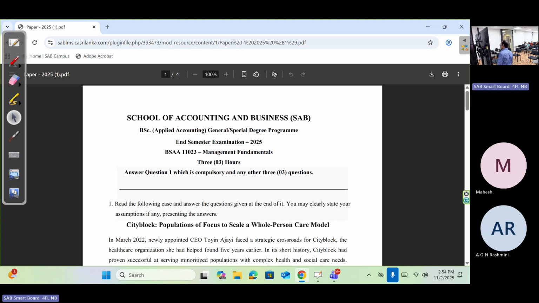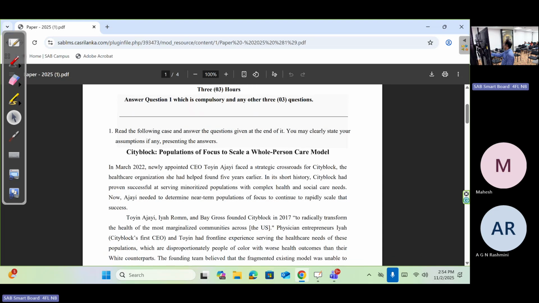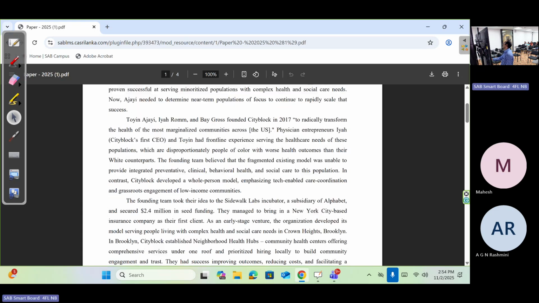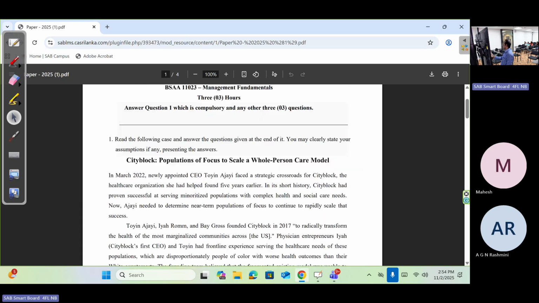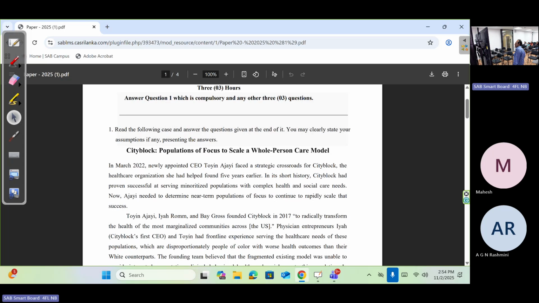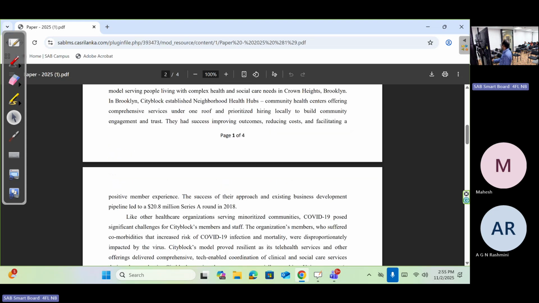Here, you have to read the case and answer the questions given at the end of it. You have to clearly state your assumptions, if any. At the beginning, assumptions, if any, should be presented. That's the title. Then we have to read the questions also.